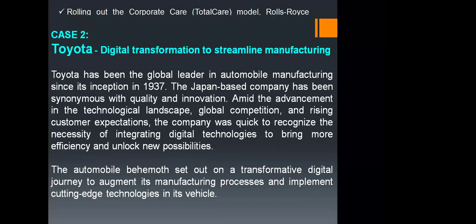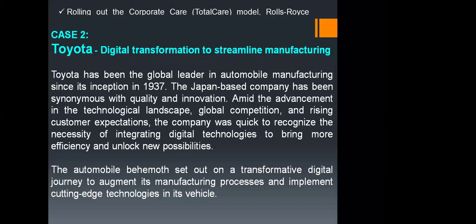It has been the global leader in automobile manufacturing since its inception. So these are the well-known facts about Toyota. The Japan-based company has been synonymous with quality and innovation. Many tools which we use in industries for quality checking and inspection purposes were invented by this Toyota company. Amid the advances of the technology landscape, global competition, and rising customer expectations, the company was quick to recognize the necessity of integrating digital technologies to bring more efficiency and unlock new possibilities.